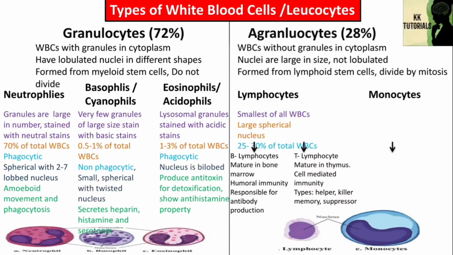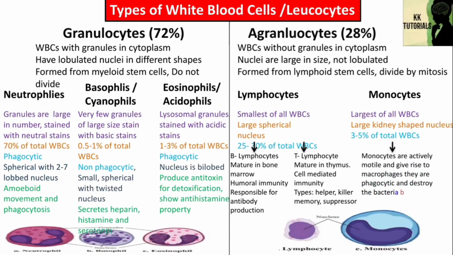Another type of agranulocyte is monocyte. Monocytes are the largest of all WBCs. Its nucleus is large and bean or kidney shaped. They form 3 to 5% of total WBCs. Monocytes are actively motile and give rise to macrophages. They are phagocytic and destroy bacteria by phagocytosis. They also destroy dead or damaged tissue by phagocytosis.